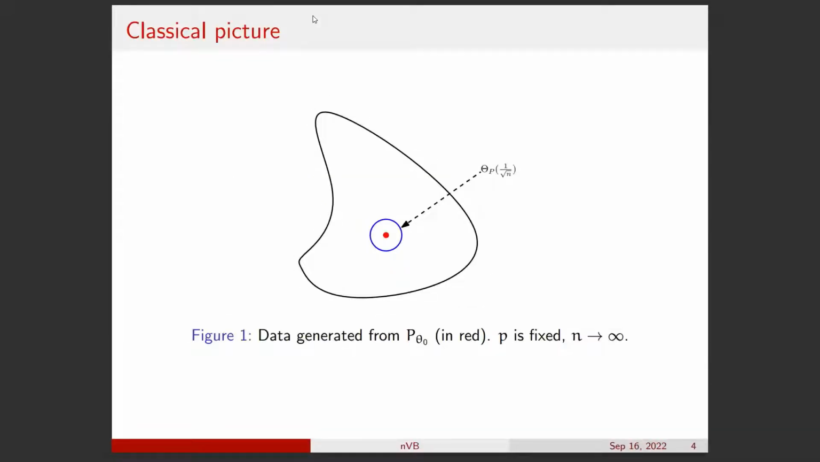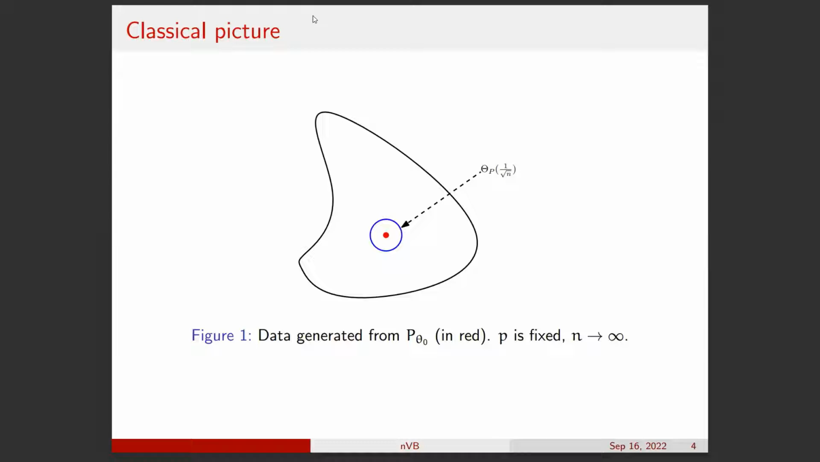So the starting point for this general direction is the classical asymptotic regime, right? This is our well-known regime where I have a p-dimensional parameter, p is fixed, and n, which is the number of samples, diverges to infinity. In my schematic diagram, the red dot represents the underlying true parameter from which the data is generated.